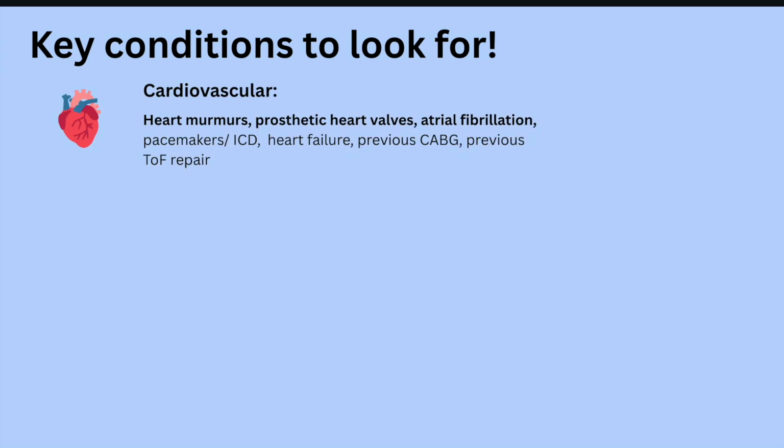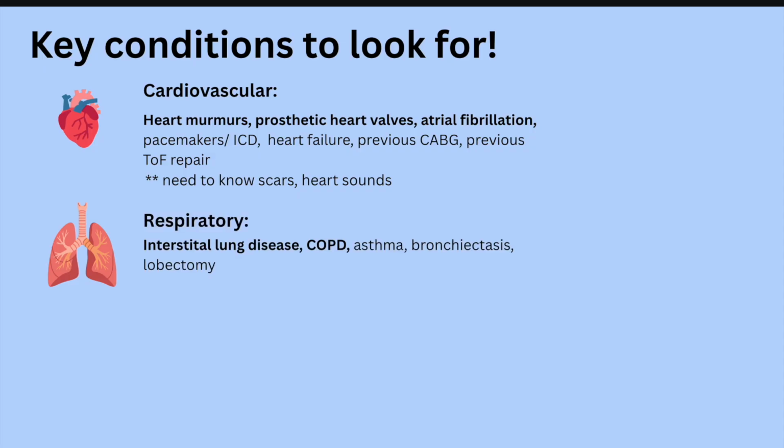So what conditions should you look for? For cardiovascular conditions, heart murmurs are really, really likely, as are prosthetic heart valves and atrial fibrillation. Other things are pacemakers, heart failure, previous CABGs, and previous surgical repairs of congenital issues. You really need to make sure you know your heart sounds and scars. Respiratory, interstitial lung disease is very likely, as is COPD. You could get asthma, bronchiectasis, and a lobectomy as well.